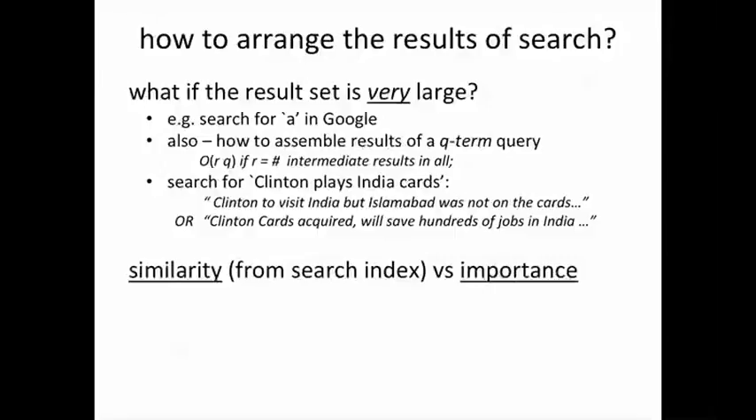So similarity from search index is quite different from importance of a web page. Clinton Cards India may actually have many results which talk about the second topic, but clearly the first topic is more popular and more important. How does Google figure this out?